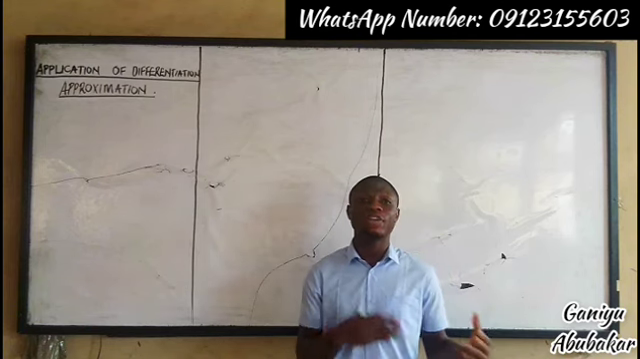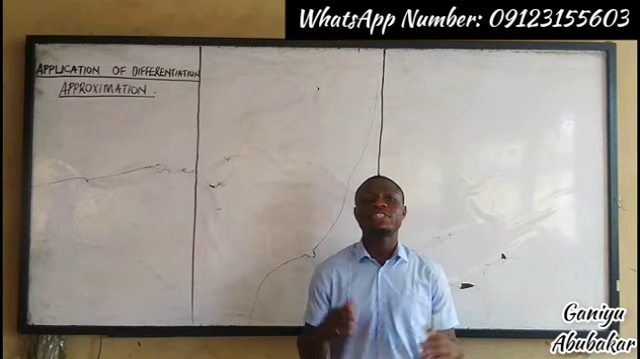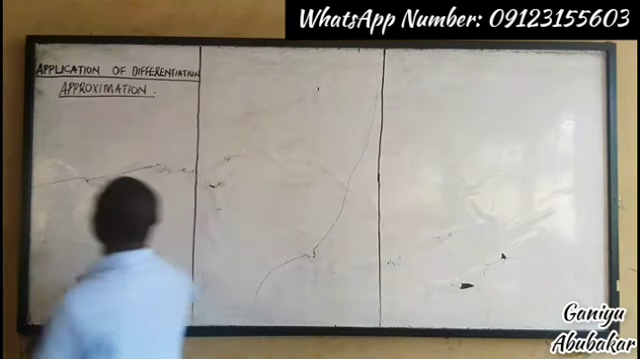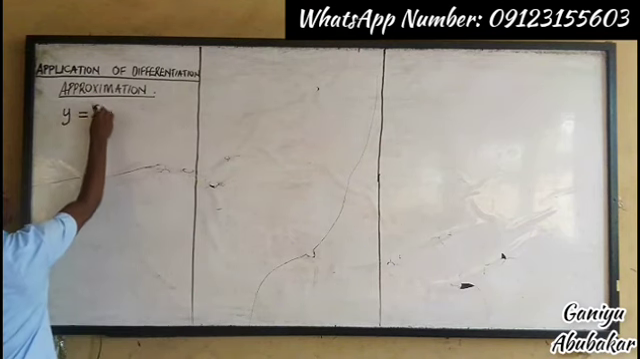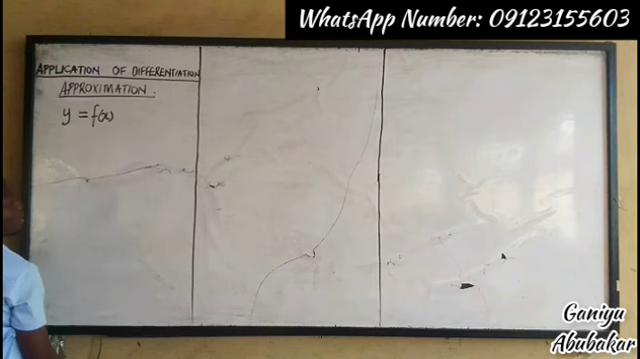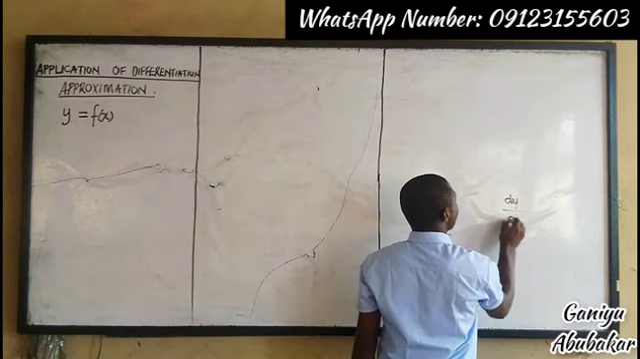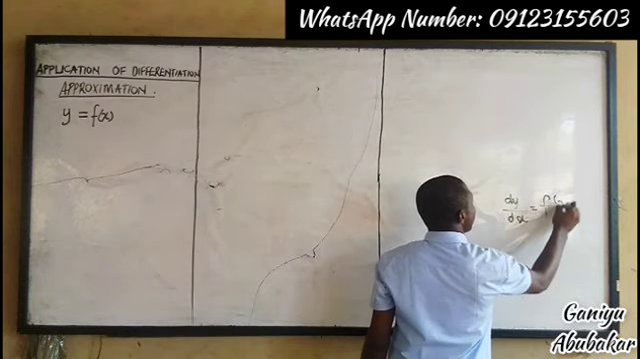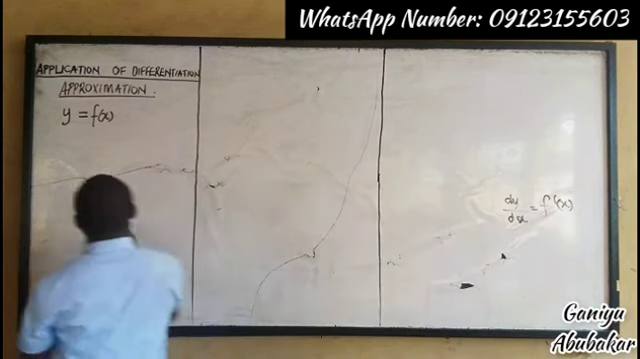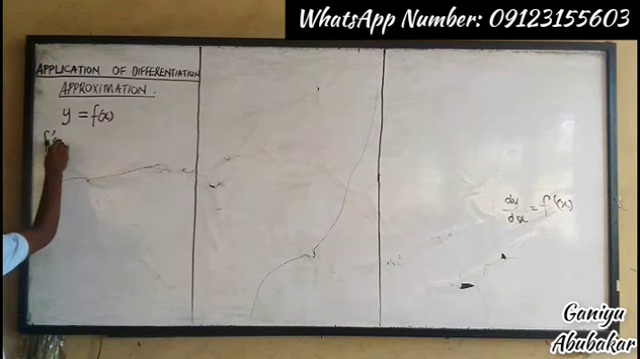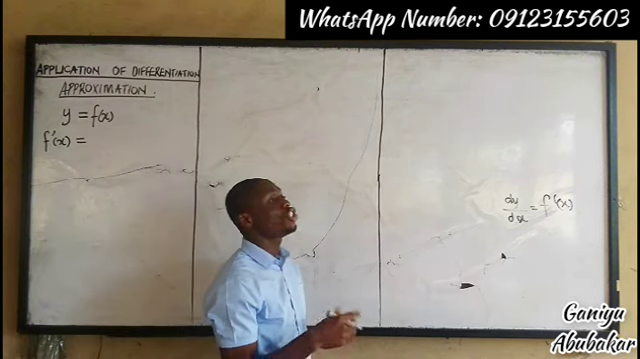Aspect under application of differentiation known as approximation. First things first, let's say I'm given a function. Let's say I'm given that y is equal to f of x, for instance. If I'm relating y with respect to x, I'll have dy over dx as the value for f prime of x. So I'll have f prime of x equal to, now listen please, recall from the first principle concept.